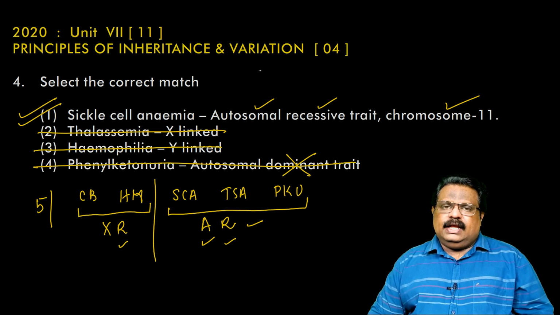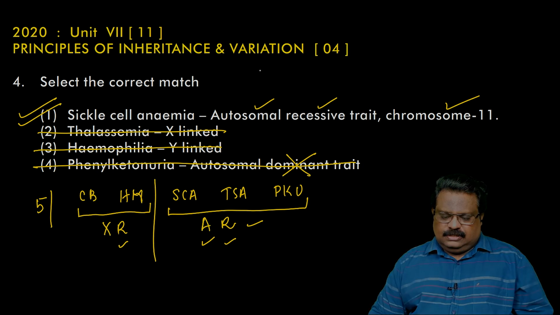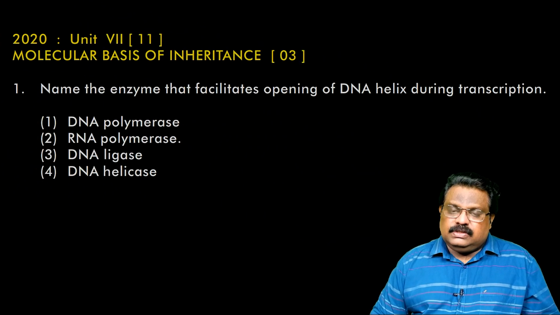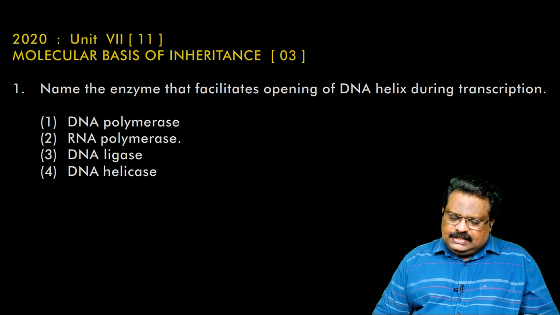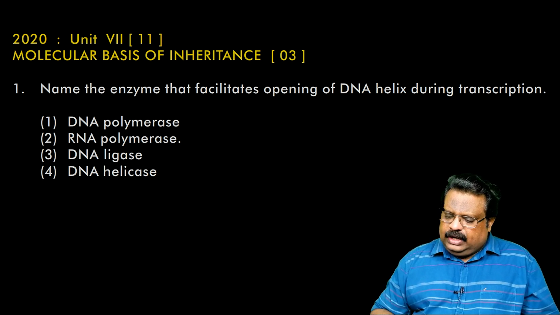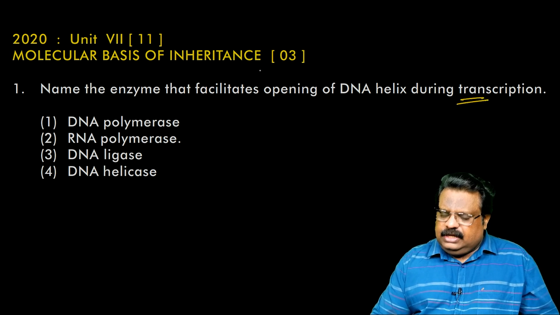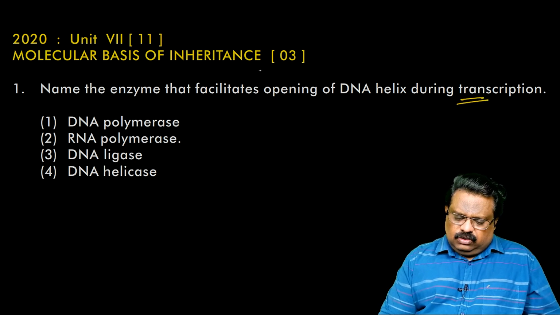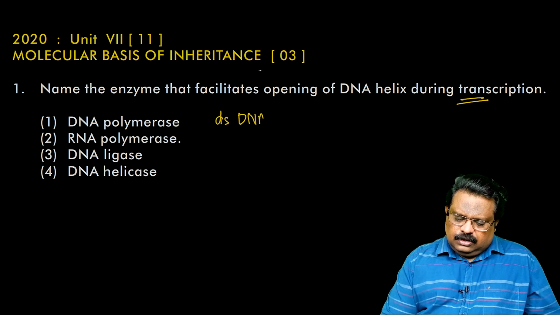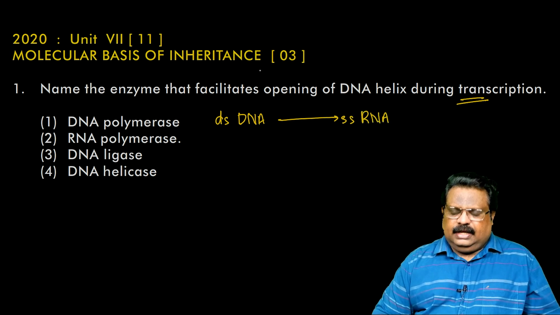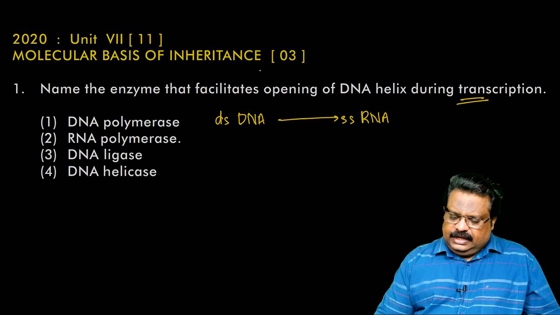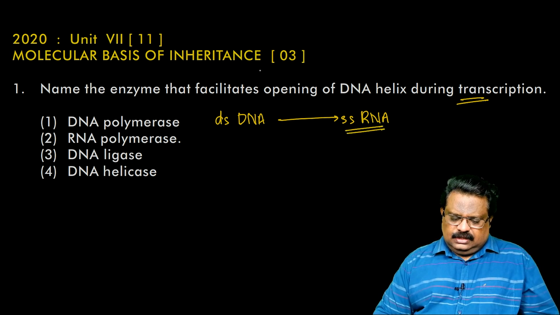Then we can move on to the next chapter, Molecular Basis of Inheritance. From this chapter, 3 questions were asked. Question number 1. Name the enzyme that facilitates opening of DNA helix during transcription. Transcription means the synthesis of single-stranded RNA from double-stranded DNA. Isn't it? It is the RNA synthesis.